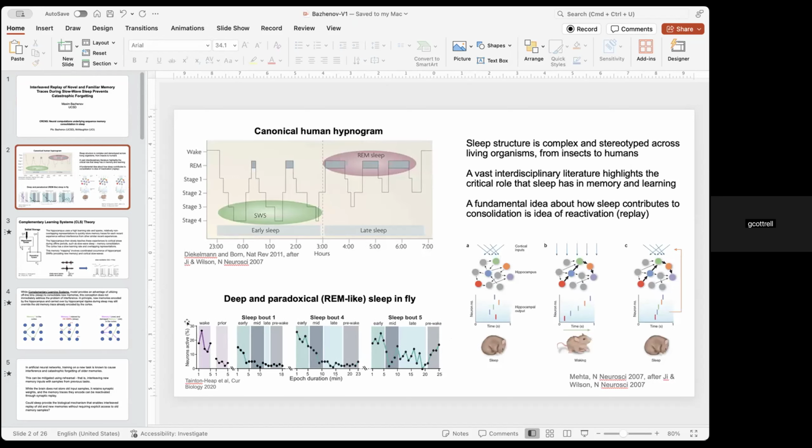Should I make it full screen? Or no, it's full screen, right?